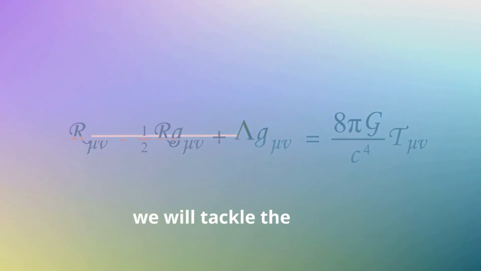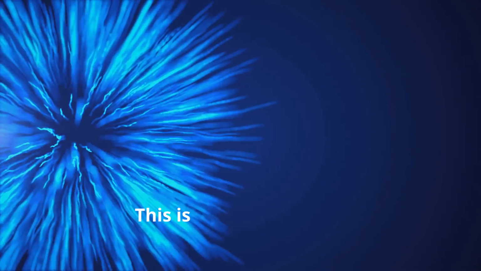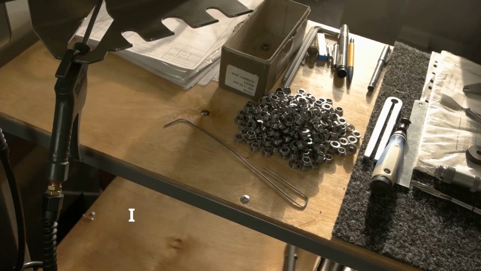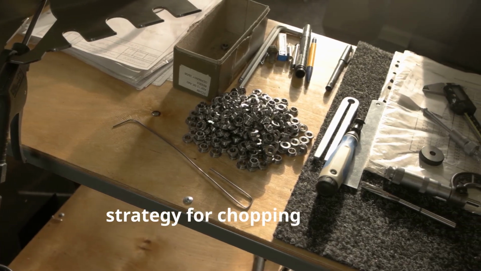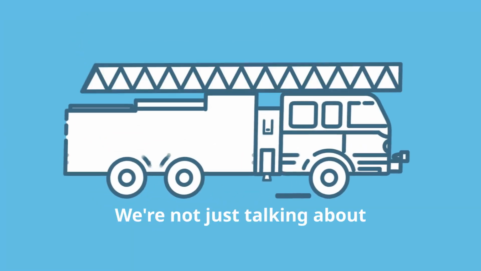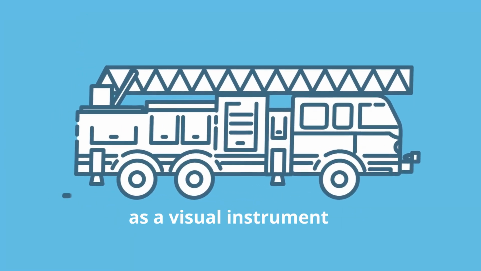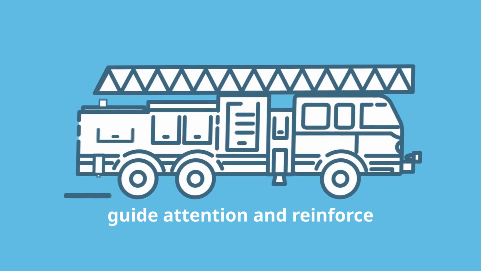Next, we will tackle the visual side of rhythm. Subtitles, text on screen. This is where the magic really happens. I will teach you a specific strategy for chopping up your sentences into short, punchy segments. We're not just talking about captions for accessibility. We're talking about using text as a visual instrument to guide attention and reinforce your key points.